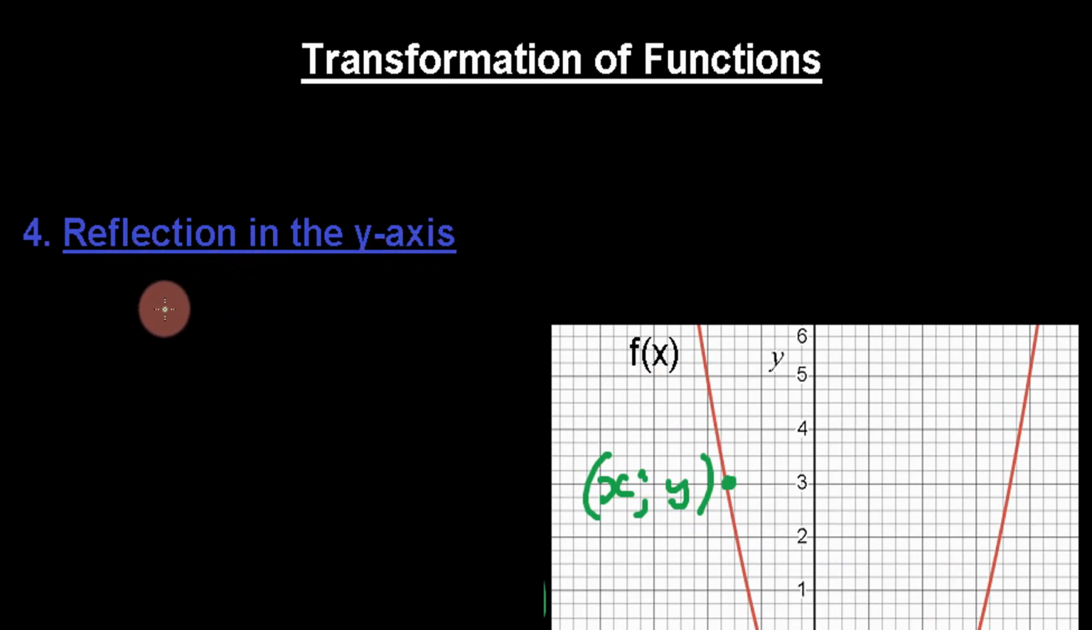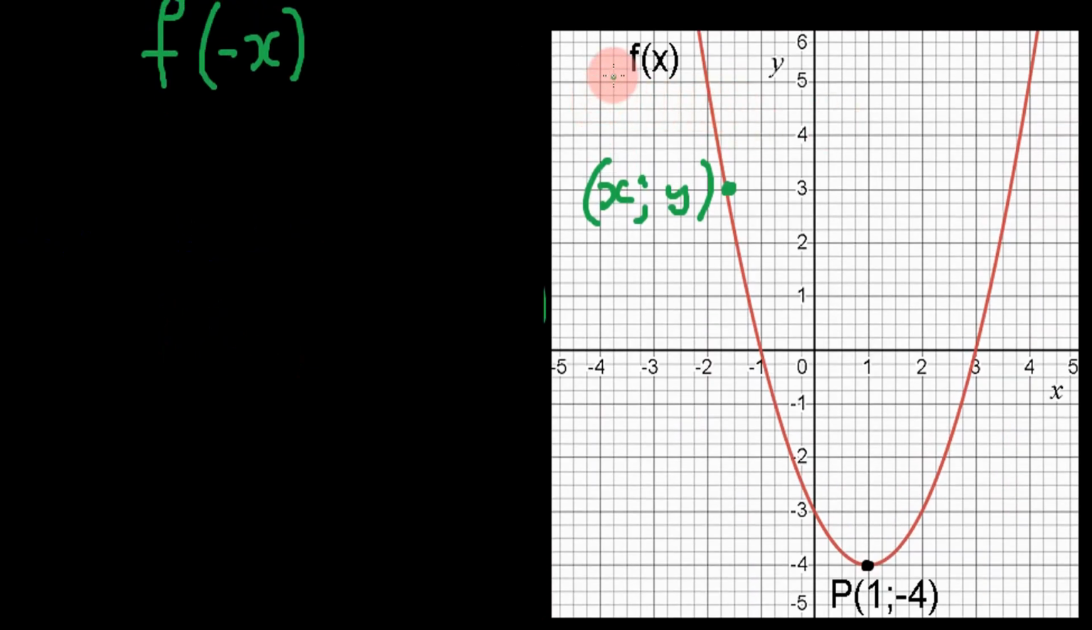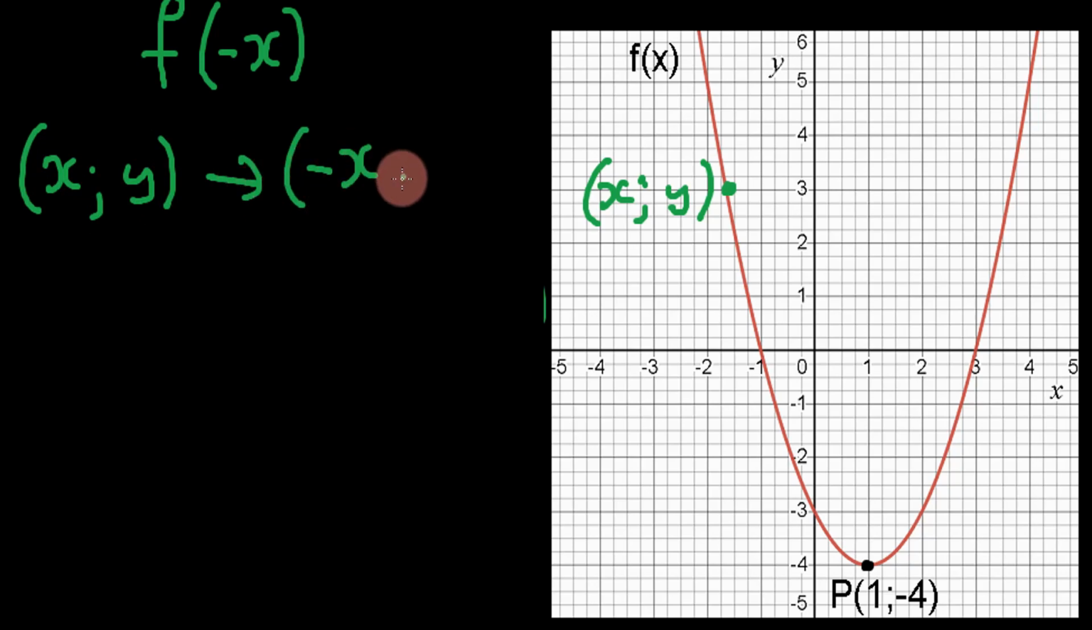We want to look at the last transformation, which is called a reflection in the y-axis. This transformation has the form f of negative x. So under this transformation, all our x's will change sign. We want to use this graph of the function f of x as an example. So if we take any general point on this graph, let's say x, y, then this point will be mapped to the point negative x, y.